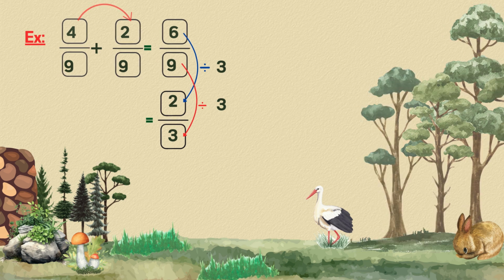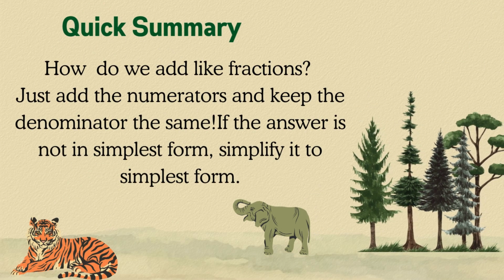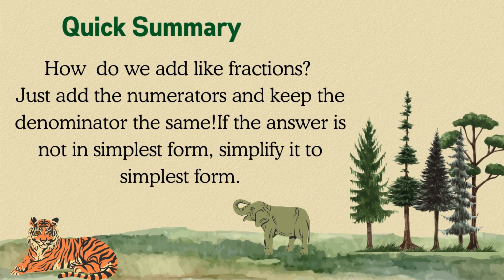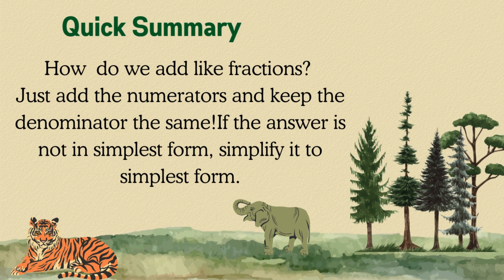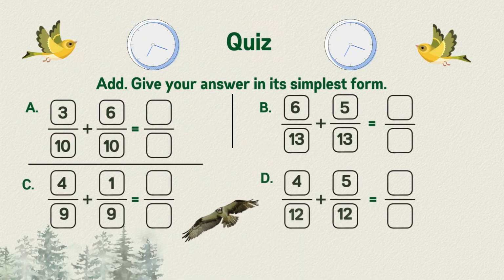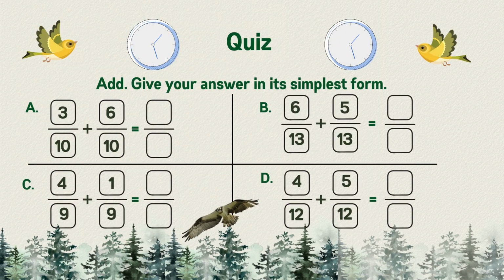Okay, let's summarize what you've learned. How do we add like fractions? To add like fractions, simply add the numerators and keep the denominator the same. If the answer is not in its simplest form, be sure to simplify it. Now, let's test your understanding with a quick quiz. Take a minute to think of the answer.